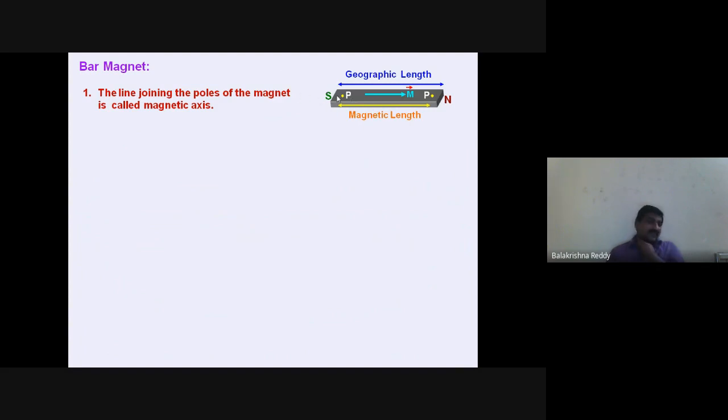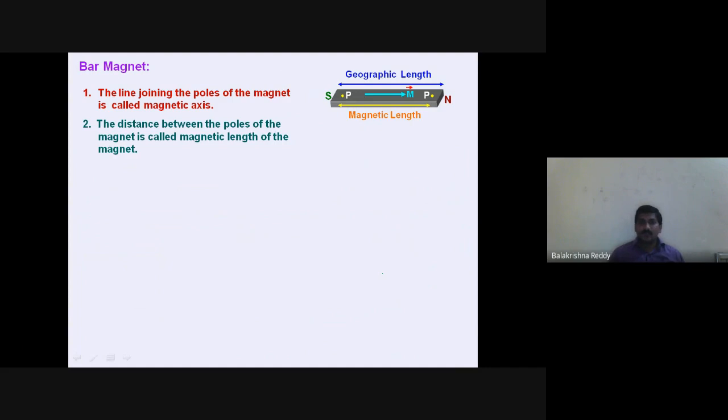Magnetic axis. Here, one more important thing. If I draw a line like this along the axis, through the center, that we call the magnetic axis. This is an imaginary axis. This is just an imaginary axis. We assume it. Otherwise, physically there is no axis like that.